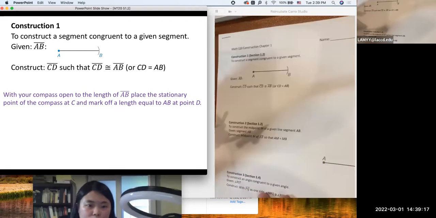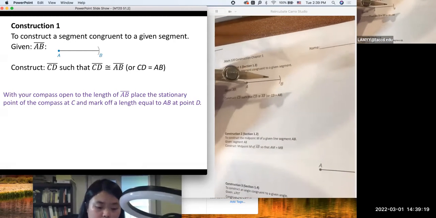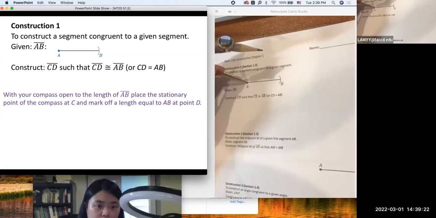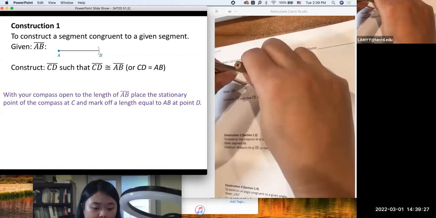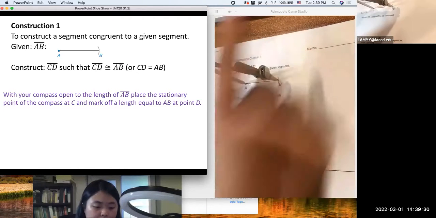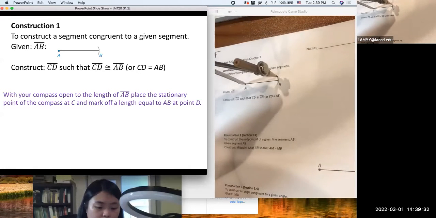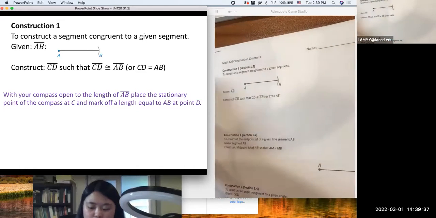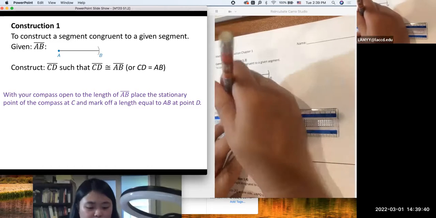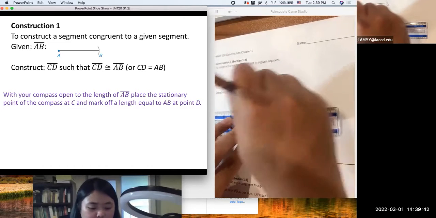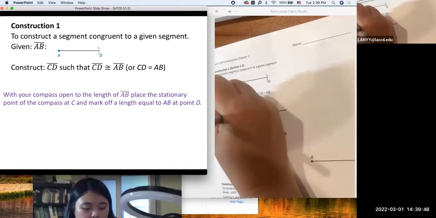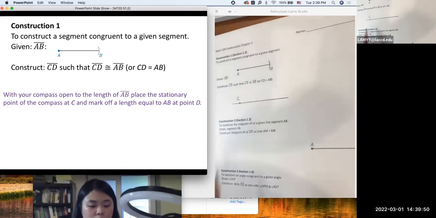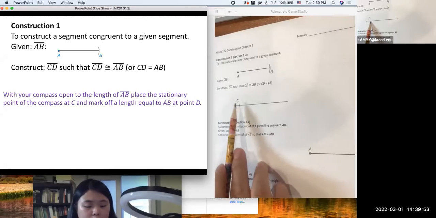First, put your pointer on A here, just like mine. Then use the pencil to draw the arc through point B. You could see that when I draw it, it swings that way, right? Okay, I forgot. The first thing we need to do is draw the line first. My bad. Draw the straight line here, and then put the point C anywhere on it.